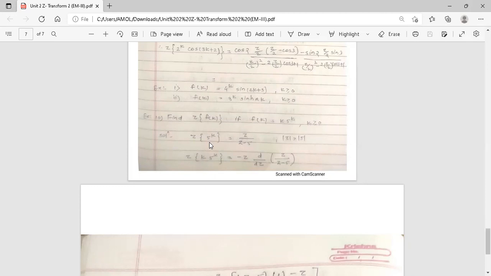One of the formula: z transform of a raised to k when k is greater than or equal to 0, it is equal to z upon z minus a. Now in place of a there is 5, so you replace a by 5. So z upon z minus 5, mod z is greater than mod 5. Now use your multiplication by k property to find the z transform of k into 5 raised to k. So it is equal to minus z into d by dz of f of z.